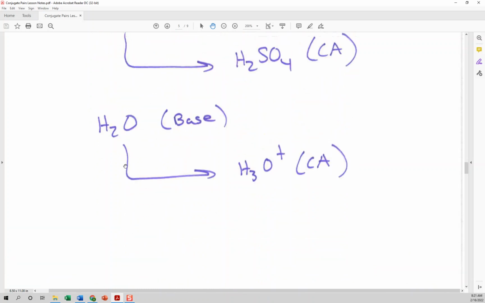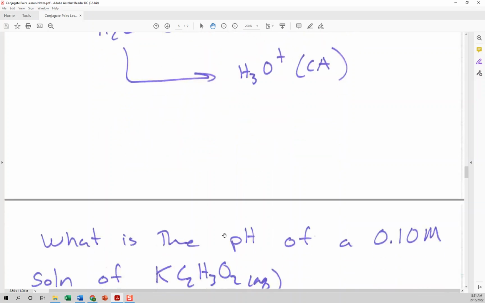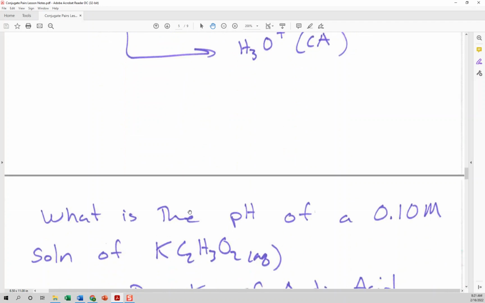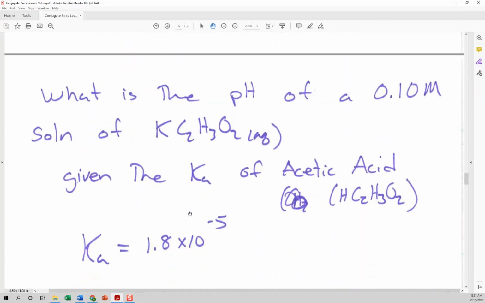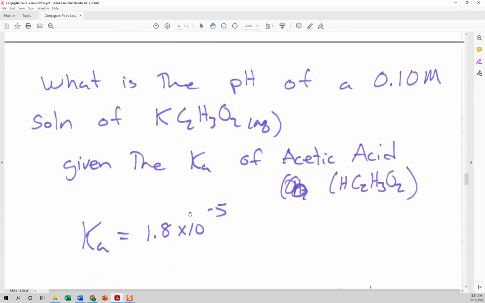All right, I wish I drew it, but I didn't. But water also has a conjugate base, right? If water acts like an acid, you take an H plus away, and hydroxide, OH minus, is water's conjugate base, and water's conjugate acid is hydronium. Okay. So let's put this in some application here, all right?